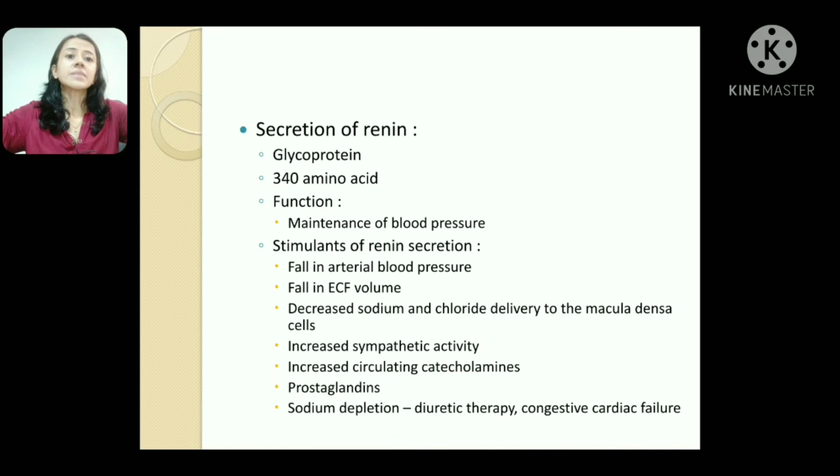Now, there are some stimuli that increase renin secretion: a decrease in the arterial blood pressure, a decrease in the extracellular fluid volume, decreased sodium chloride delivery to the macula densa cells, or increased sympathetic activity. Maybe because of increased sympathetic activity, there are increased circulating catecholamines. Prostaglandins also stimulate renin secretion, and so do sodium depletion states, like if somebody has taken diuretic therapy, or cases of congestive cardiac failure, when blood flow decreases, which results in stimulation of renin secretion.